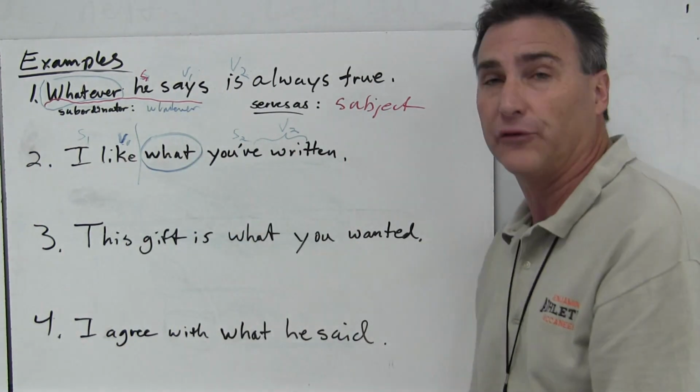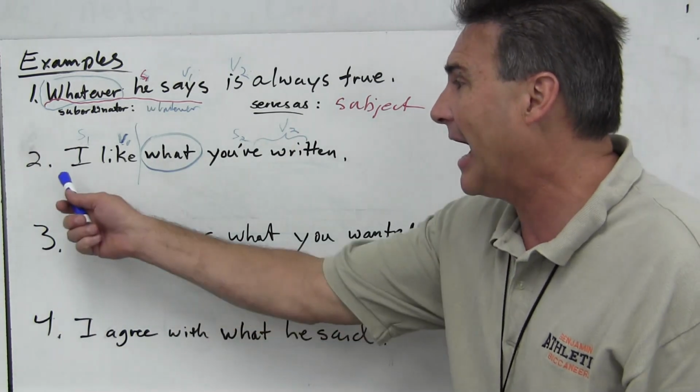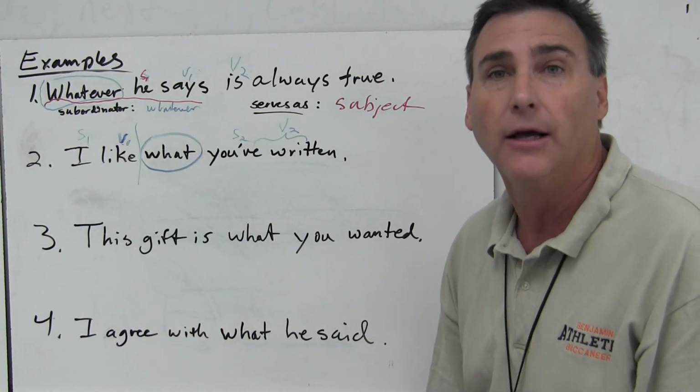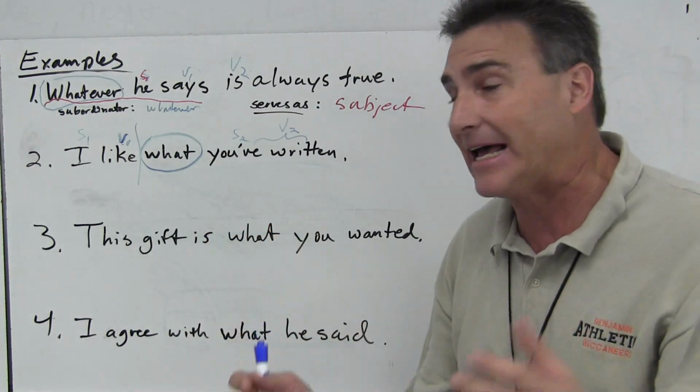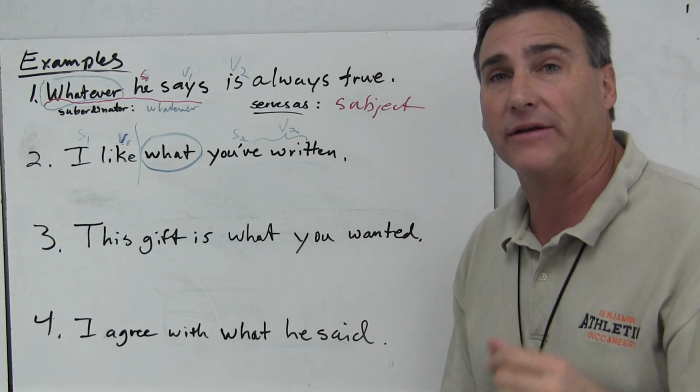Therefore, this whole thing is also obviously a noun. Now, what part of speech is it? It's not the subject. I is the subject of this whole sentence. I like something. What do I like? I like it. And what's the it? The it is what you've written. So I like what? I like it.